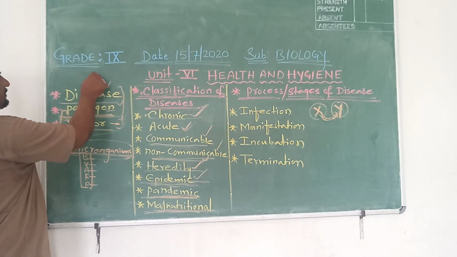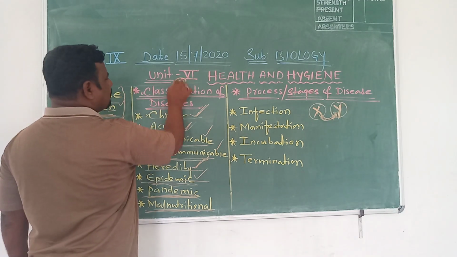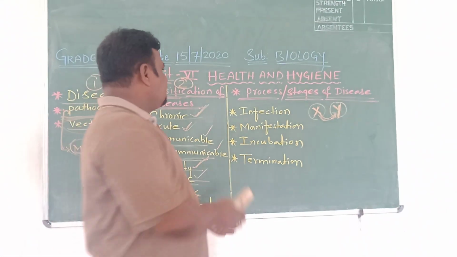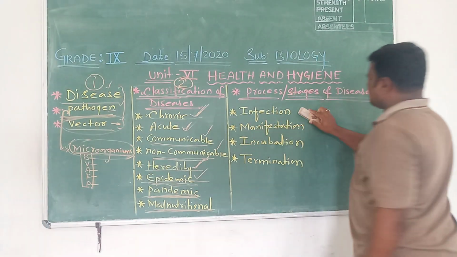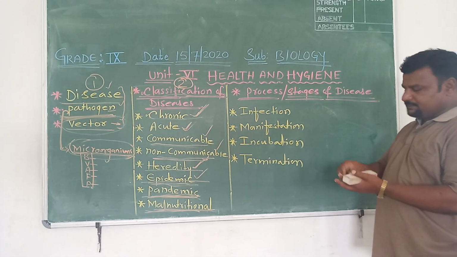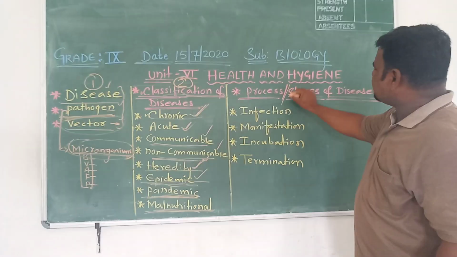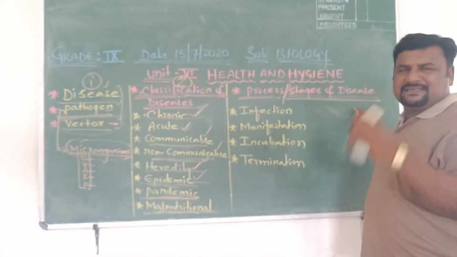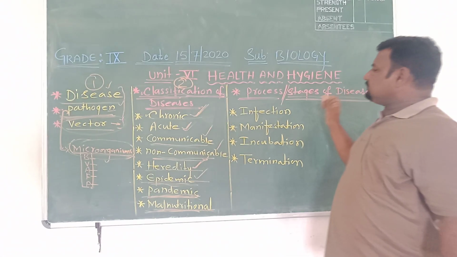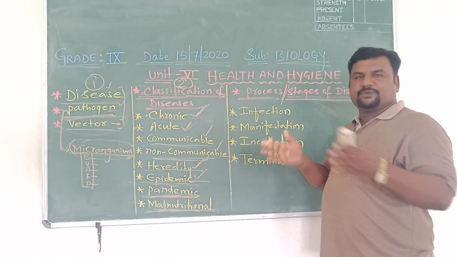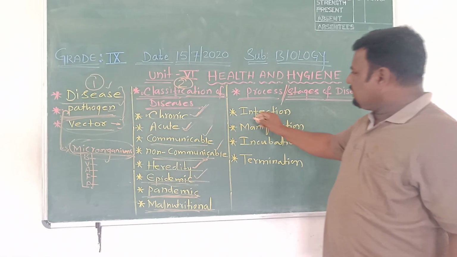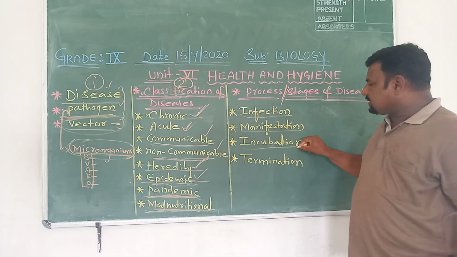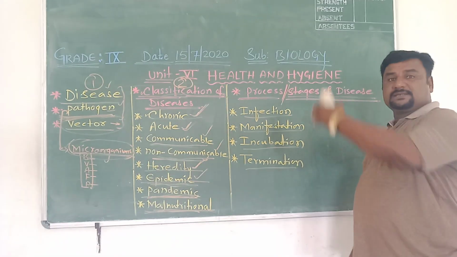Now we have discussed this part. Having discussed this, we'll proceed further to the next. What is that? Process of disease, or the stages of disease. Any disease proceeds with certain stages. For example, here it is listed: infection, manifestation, incubation, and termination. These are the stages of disease.